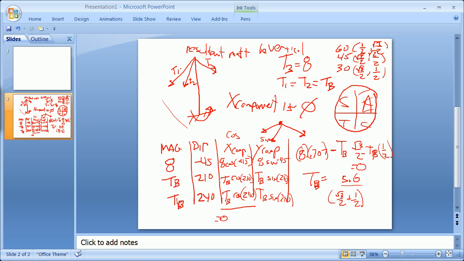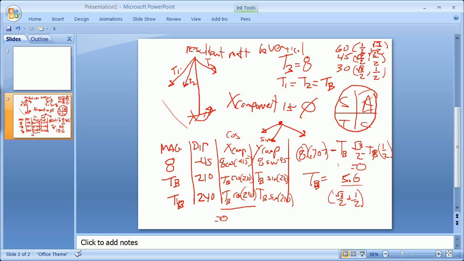How did I do that? Well, I moved both of the T sub B's over to one side. I took out the T sub B and then divided by the quantity, square root of 3 over 2 plus 1/2, and that should be my solution. Now I will check that and do this one graphically. I think I already have in the past.